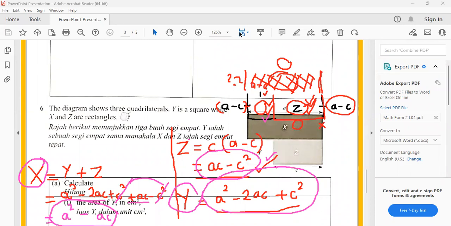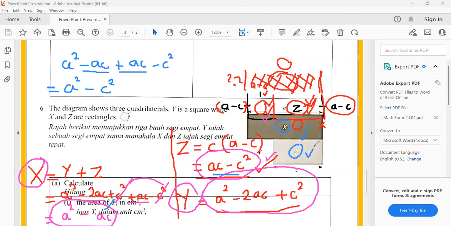No, hold on. Why is this thing not coming? Okay. They ask us to find the area of x and z. So x is this one, z is this one. Add up. A squared minus ac plus ac minus c squared. That gives you a squared, minus ac plus ac is 0, minus c squared. So this is the total area of x and z.